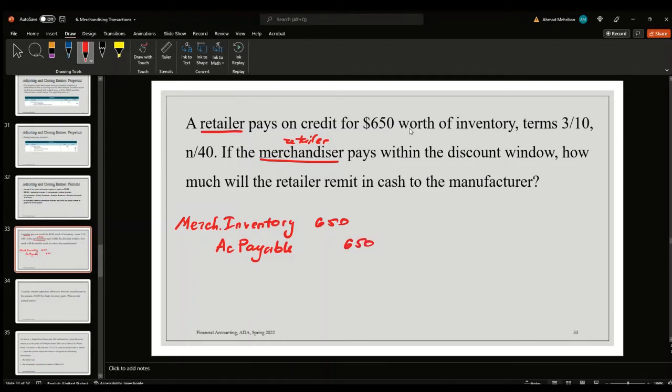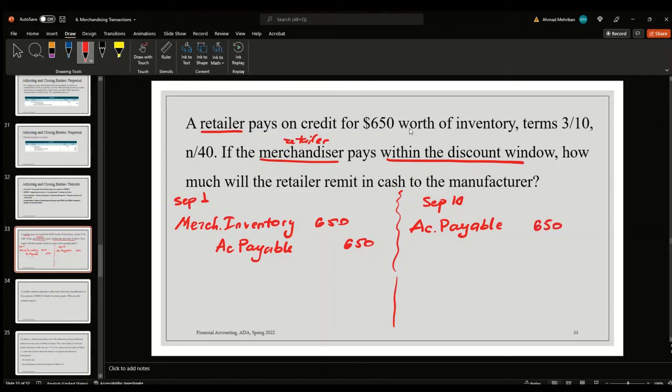Now, there are no dates, but let's assume that this is September 1. September 1, the purchase has been made. Now, if we assume that the payment has been done within the discount window, at the latest, it was paid on September, let's say, 10. So that's the discount period. So in this case, what we will have, I'll just try to put it here so you can see the difference. The account payable is going to go down because we pay the cash, and that means that the payable account is going to go down.